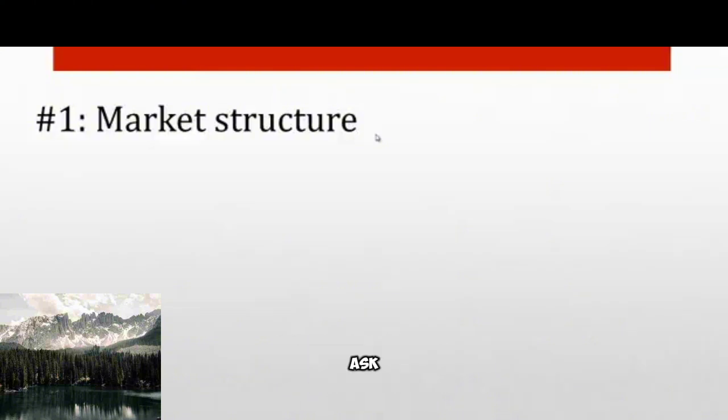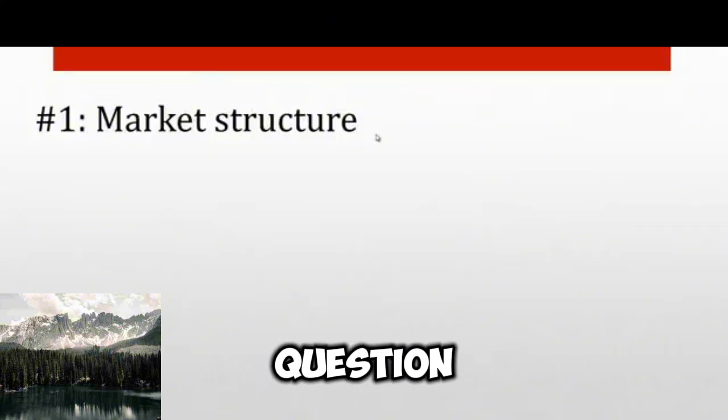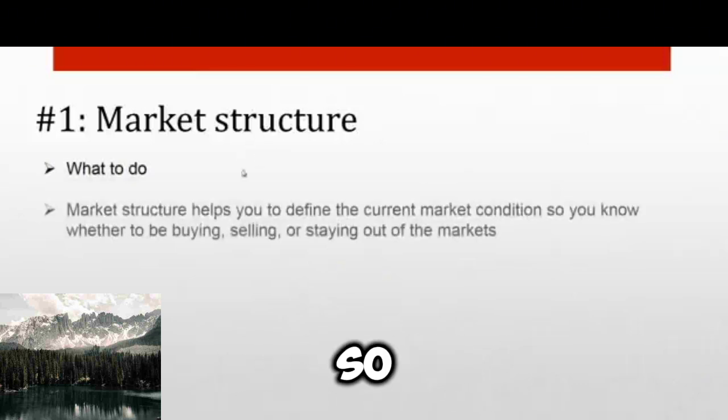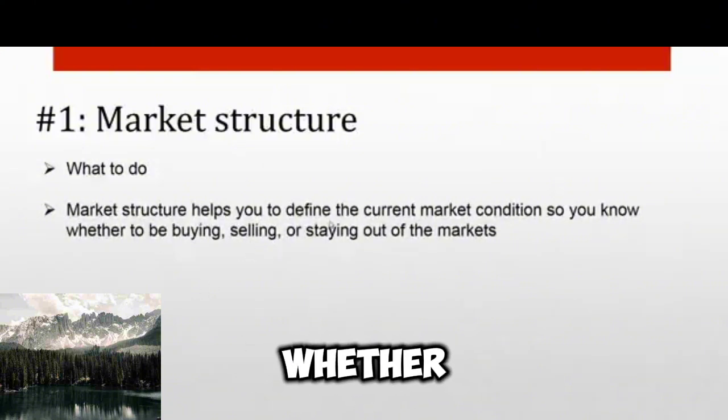No, you should first ask yourself, is this the type of price action? Is this chart telling me that I should be looking for buying opportunities or selling opportunities? Or maybe I should stay out completely of this market? This is the first question that you must answer, and everything else is secondary. Market structure helps you to answer this question. It tells you what to do. It helps you to define the current market condition, so you know whether to be buying, selling, or staying out of the market.